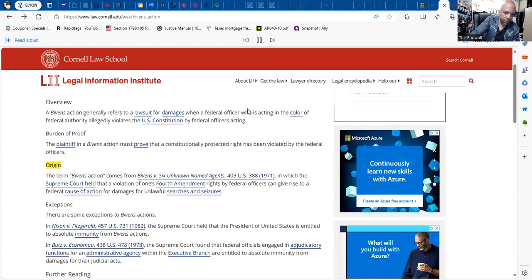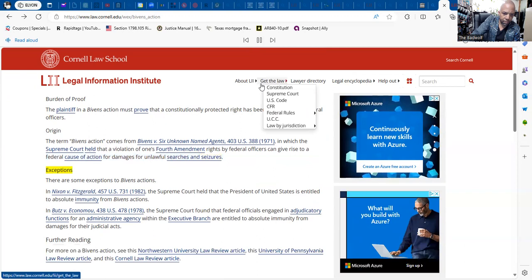Origin. The term Bivens action comes from Bivens versus Six Unknown Named Agents, 403 U.S. 388, 1971, in which the Supreme Court held that a violation of one's Fourth Amendment rights by federal officers can give rise to a federal cause of action for damages for unlawful searches and seizures. Now, that's weird to me that they say unknown agents. I don't know how they got away with not having their name on public record, but okay, we'll keep going.